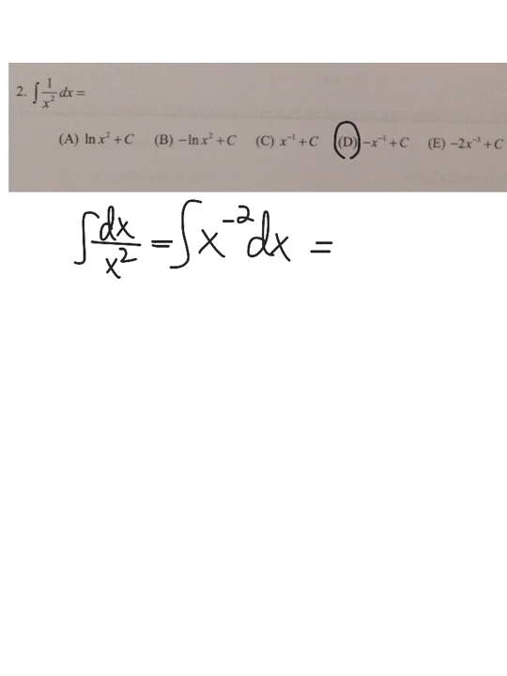Number 2's answer is D. So if I look at that, that's technically the integral of dx over x squared, which I would rearrange and make x to the negative second dx. And then when we integrate, remember we add 1, so that's x to the negative first over negative 1, plus c. And then really, that's negative x to the negative first plus c. The answer is choice D.